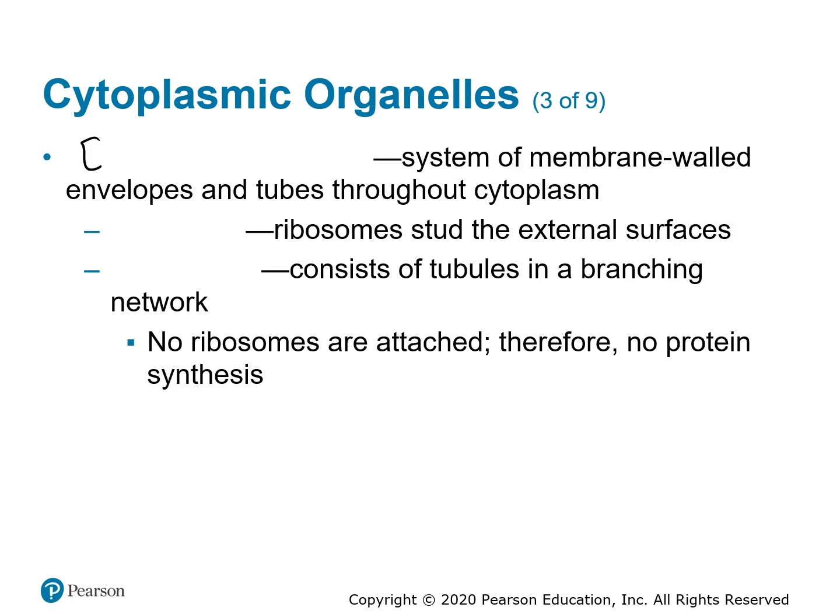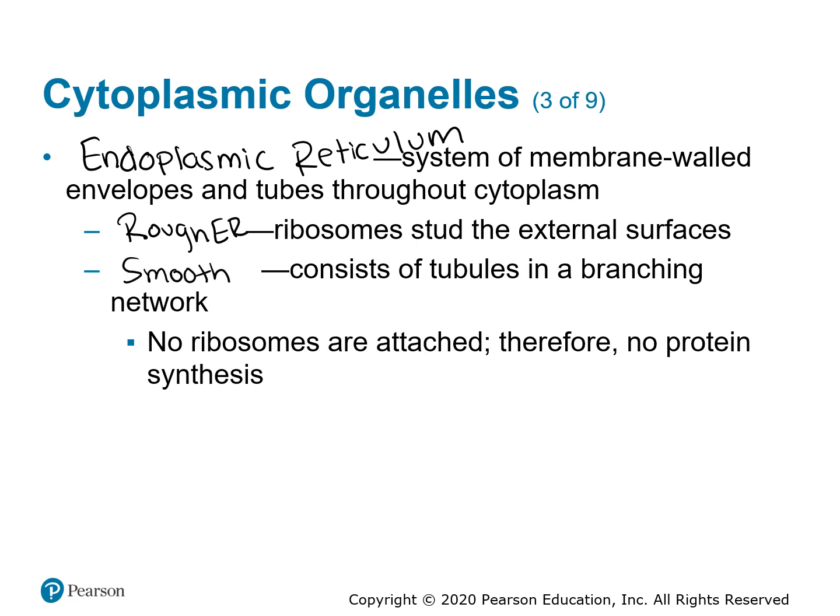Next one that we'll talk about is the endoplasmic reticulum. All right, which is a system of envelopes and tubes kind of throughout the cytoplasm, usually pretty close to the nucleus. Okay, you have two types of endoplasmic reticulum in your cells. You have the rough ER and the smooth ER.